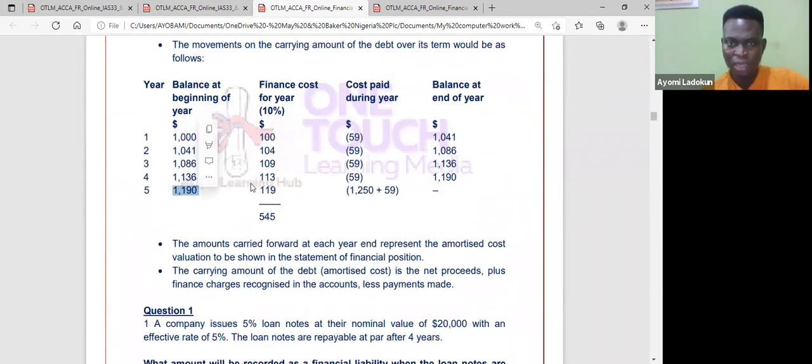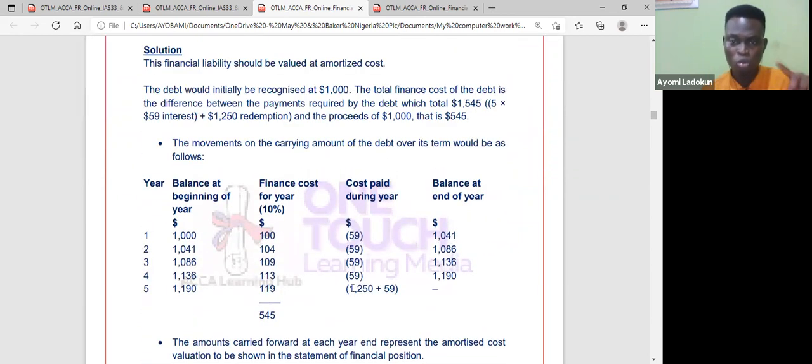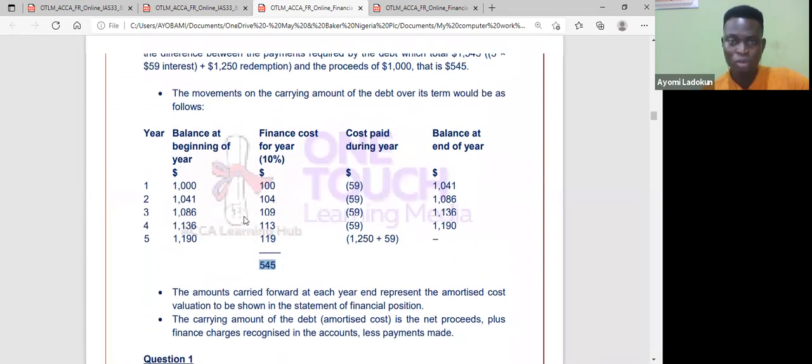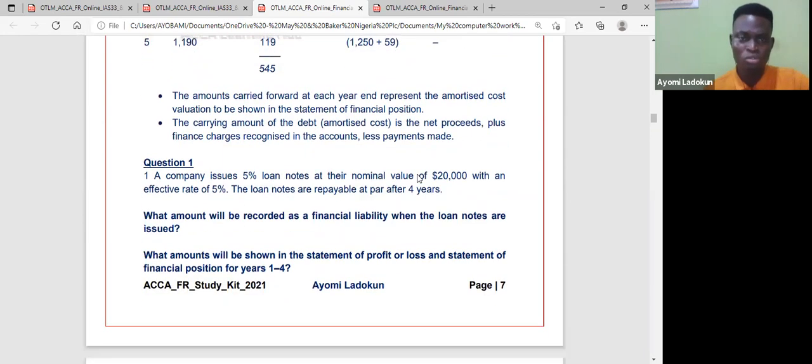So when you bring on this opening balance, I also charge 10%. So the only difference here is because I am paying, and it says it will be redeemable at 1,250. So that means I am paying both 1,250 and the 59 at the end. Okay. So if I net it off, it will give me new here. So my total interest has been 545. Okay. So that's the issue there. Can you see that? That's the issue. So if you now add it to that initial 1,000 that you collected, you have 1,545 at the end of the day. And that's how you do your financial liability.